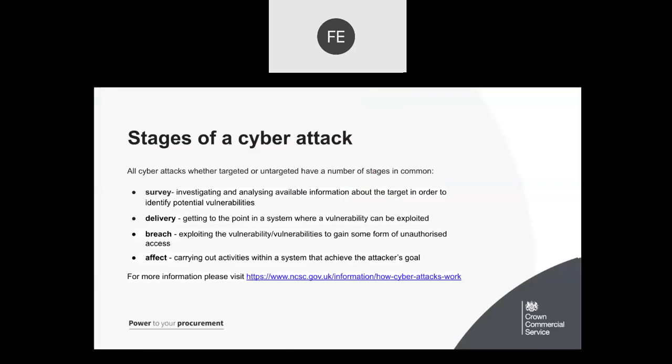Now that you are aware of what kind of attacks can happen, it's also important to understand the stages of a cyber attack. All cyber attacks, whether targeted or untargeted, have a number of stages in common. There is survey, which is investigating and analysing available information about the target in order to identify potential vulnerabilities. There's the delivery, which is getting to the point in the system where a vulnerability can be exploited. There's then the breach, which is exploiting the vulnerability or vulnerabilities to gain some form of unauthorized access. And lastly, effect. That's carrying out activities within a system that achieve the attacker's goal.